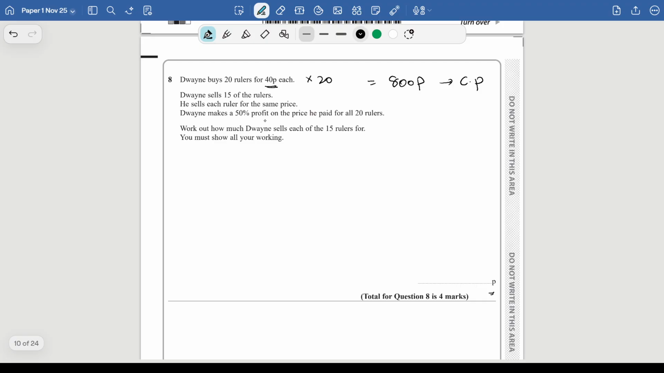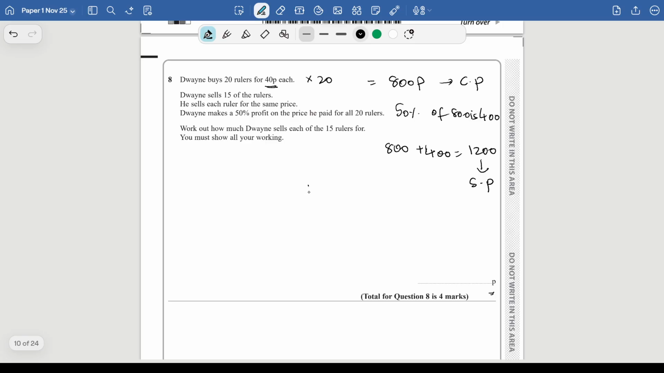He makes 50% profit on the price he paid for 20 rulers. So what's 50% of 800? We know 50% of 800 is 400. Adding this 400 to 800, 800 plus 400, is 1200. So he is selling 15 rulers for a price of 1200. That's the selling price. Now work out how much he sells each of the 15 rulers for.